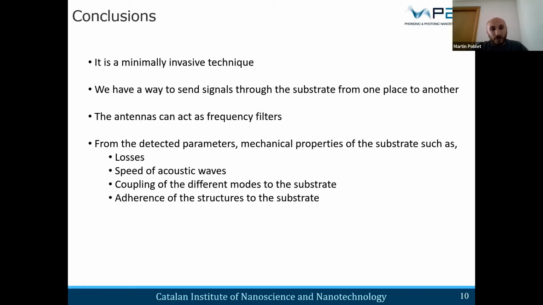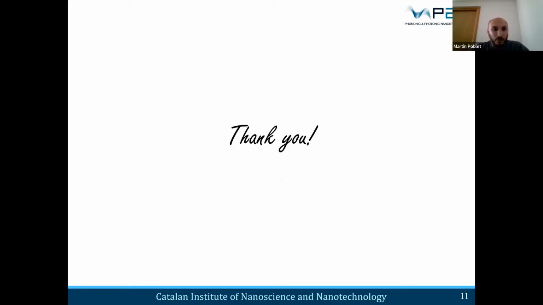And also by studying the behavior of the plasmonic receptors through the amplitude and frequencies detected, or the arrival time of the wave, for example, it is possible to study the losses, the speed of sound of the substrate, the coupling of the different modes to the substrate, and it's also a novel technique to study the adherence of these structures to the substrate. So that will be all.